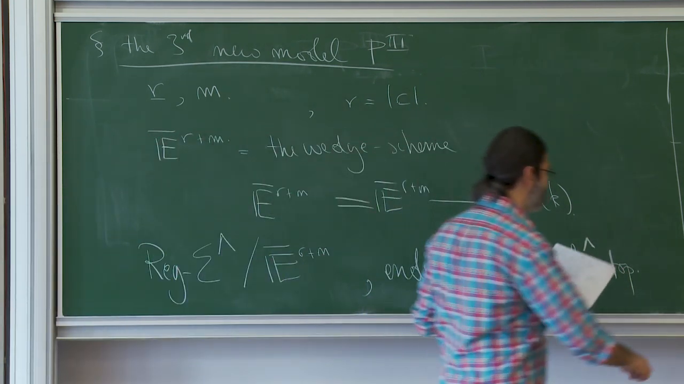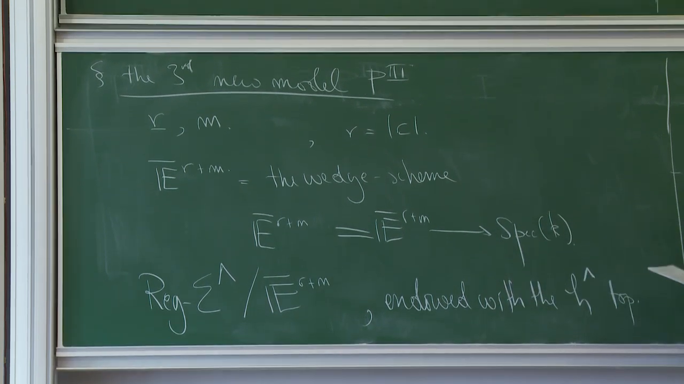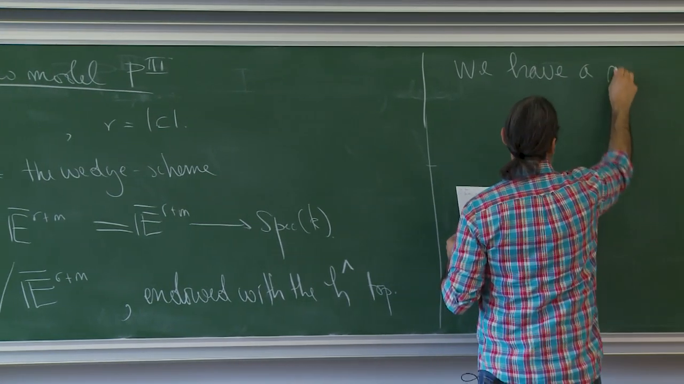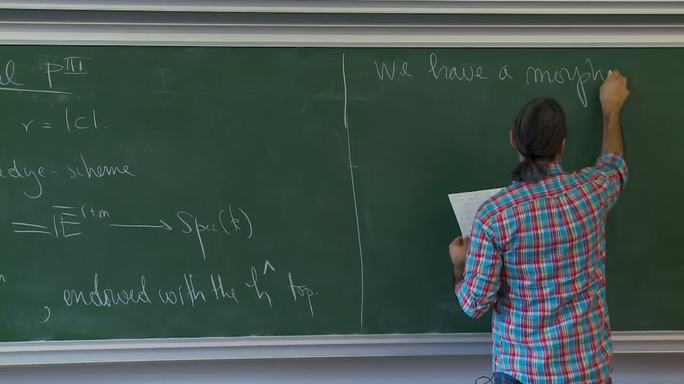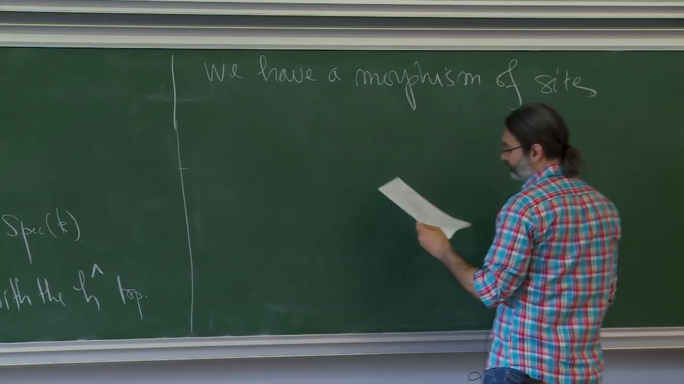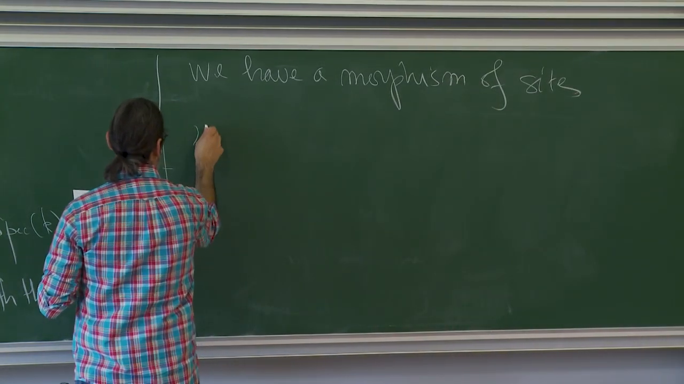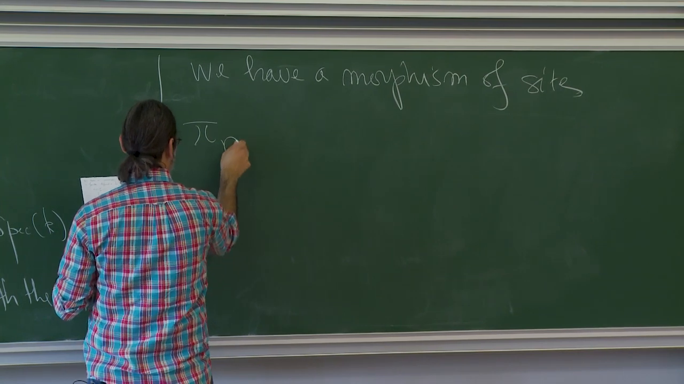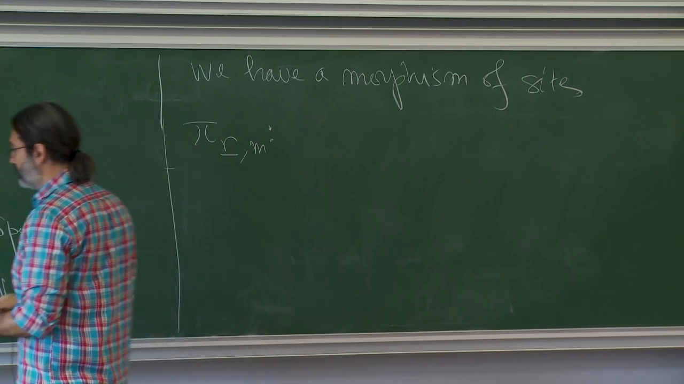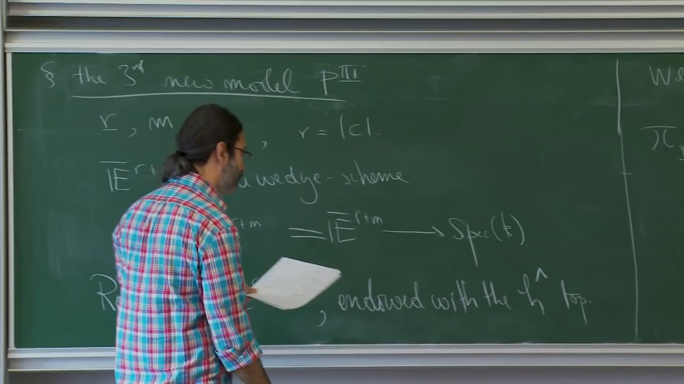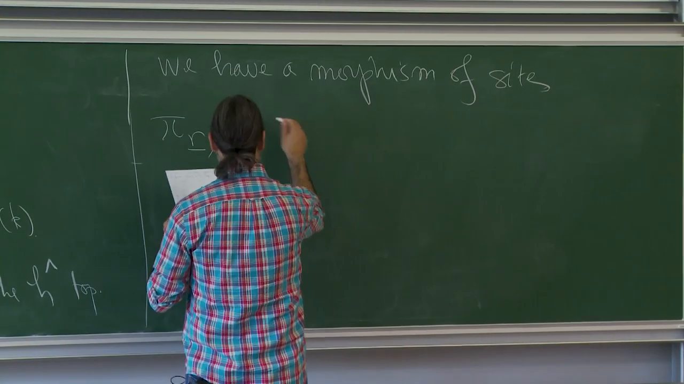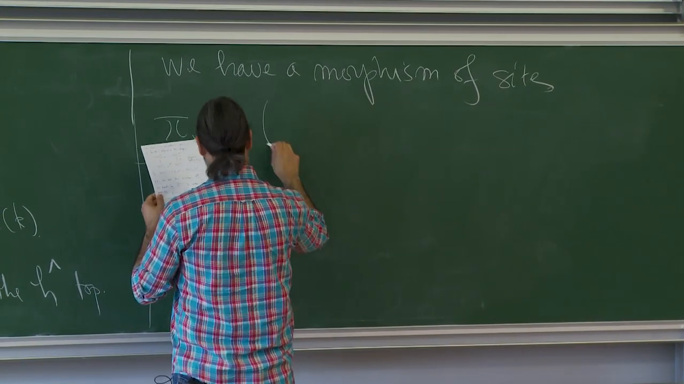So we have a morphism of sites, denoted by pi RM, which is again as before essentially the projection of this to the point, but one has to make some choice here. So I'll tell you what choice I have to make.